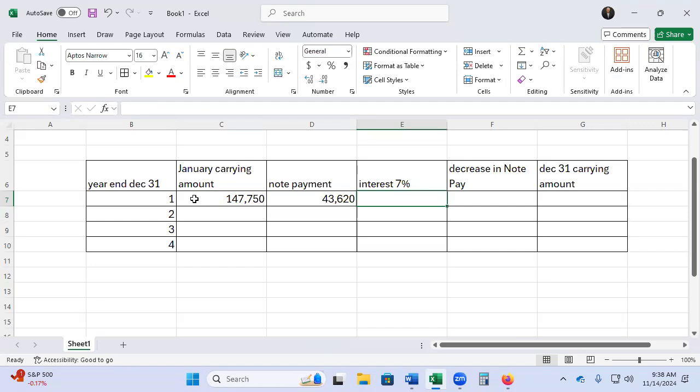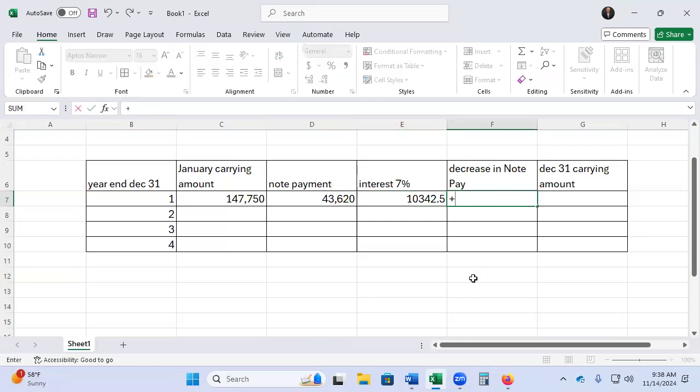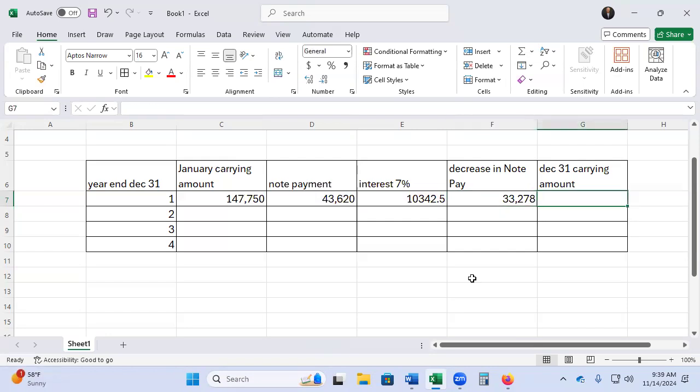Now interest is calculated at 7%. So you multiply your carrying amount by 0.07, and that's 10,342. Then you take the difference from the payment, subtract out the portion that goes to interest, and the rest gets applied to your principal. So our carrying amount now equals our January carrying amount minus our decrease in the principal.